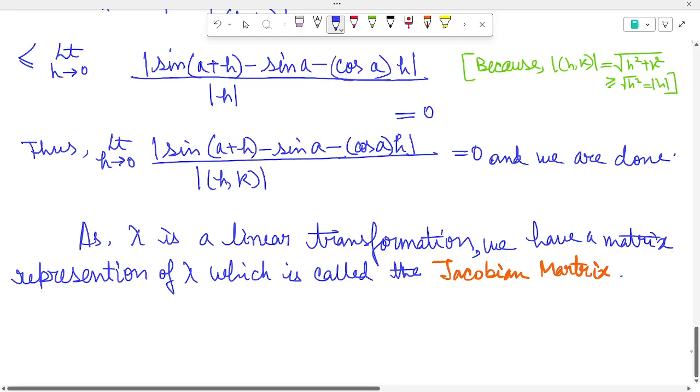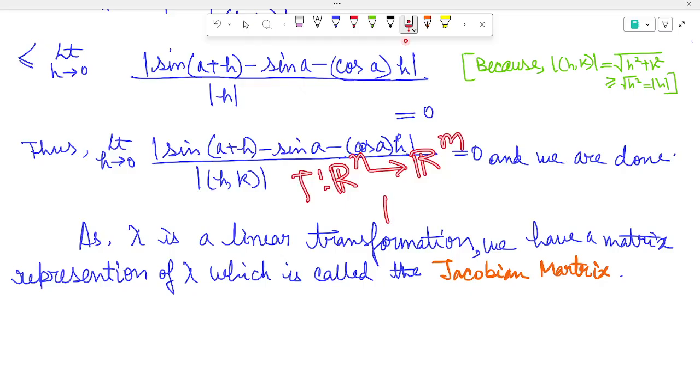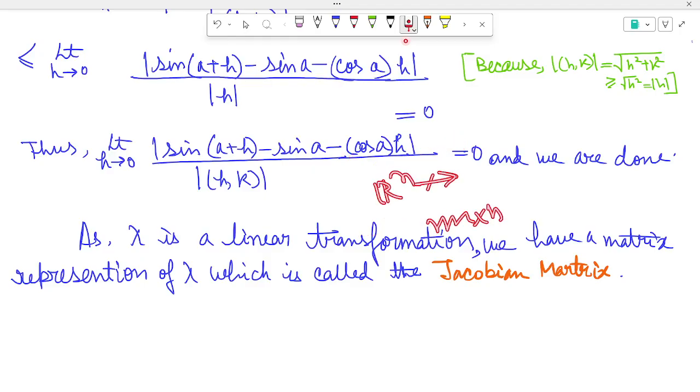So what is the order of the matrix? Remember that if T is a linear transformation from Rn to Rm, the matrix of T is a matrix of order m cross n. I mean, Rn to Rm will be an m cross n matrix. So lambda will be so.